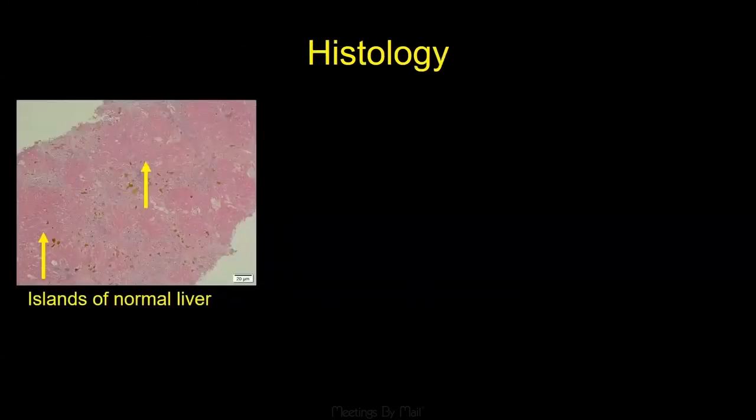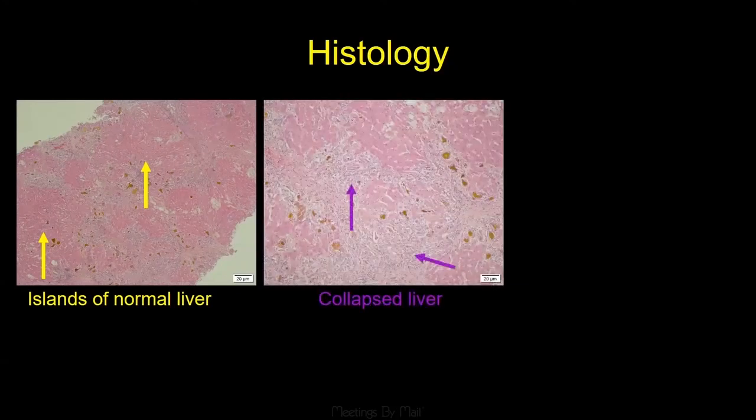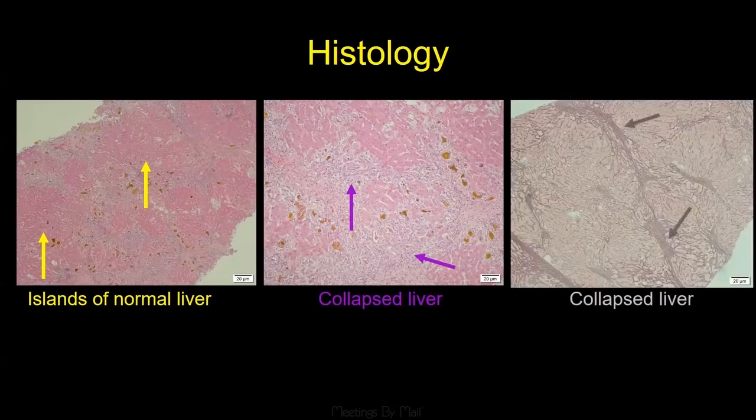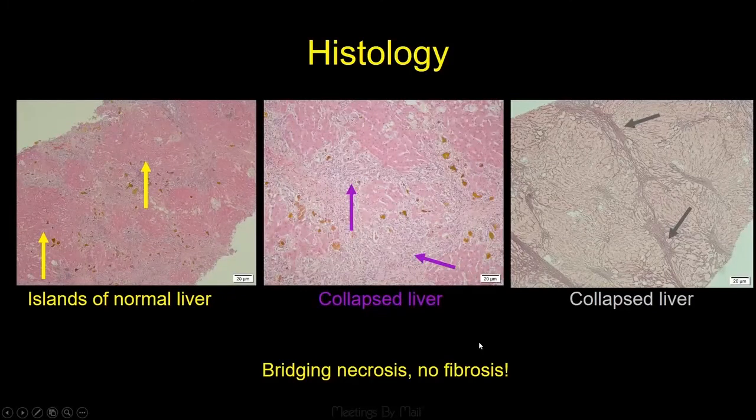So here, these are histology slides showing you islands of normal liver. Then we have the purple arrows are showing areas of collapsed liver. And then this last slide is showing you this kind of lattice-like area of liver collapse, with central areas of more normal liver. And this was all bridging necrosis. There was no fibrosis, which is distinct then from a definition of cirrhosis. Cirrhosis is where you have regenerating nodules and intervening fibrosis.